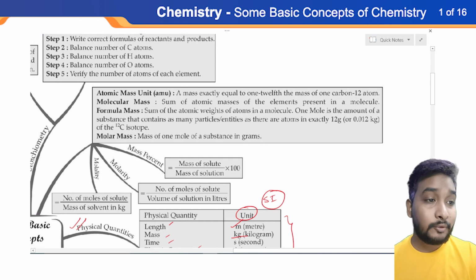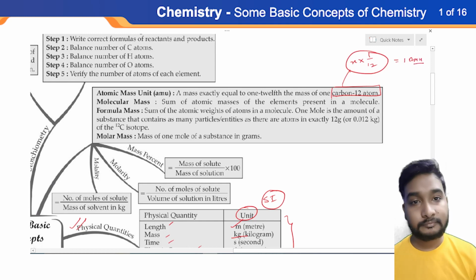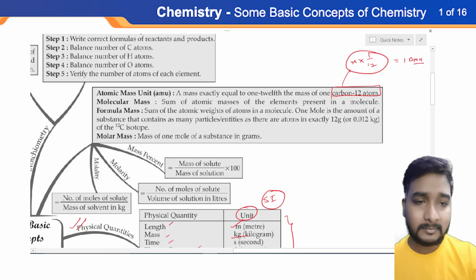Suppose we have a carbon 12 atom, suppose x, so x into 1 by 12 should be equal to 1 AMU. Okay, so it is a very simple definition you have to remember from your side.